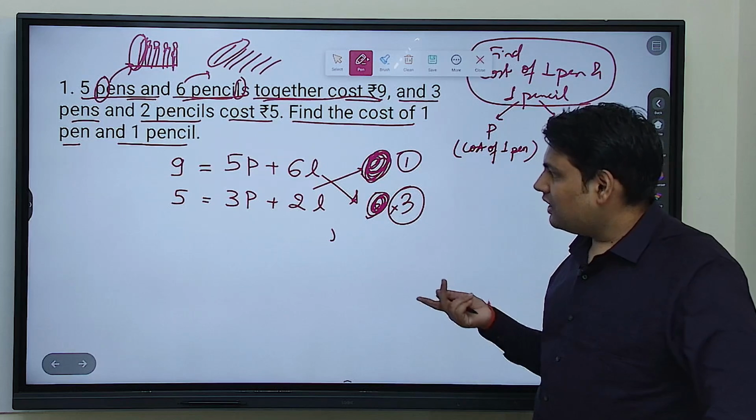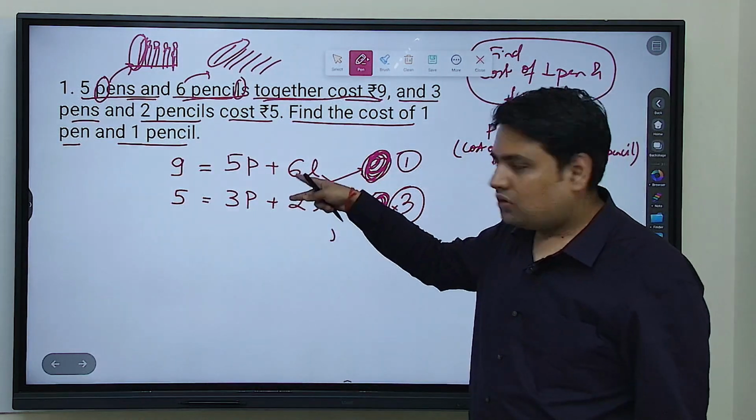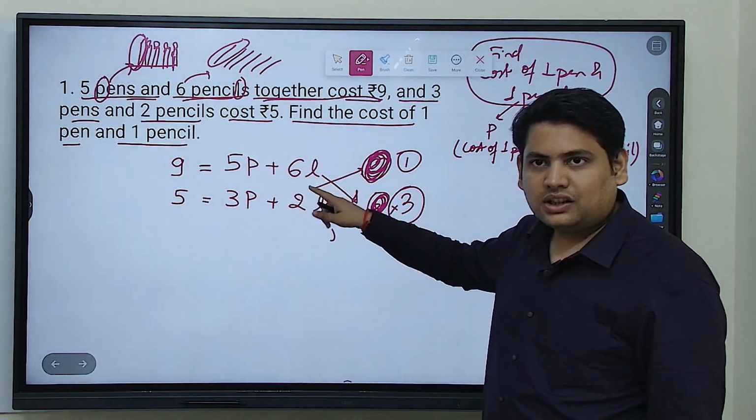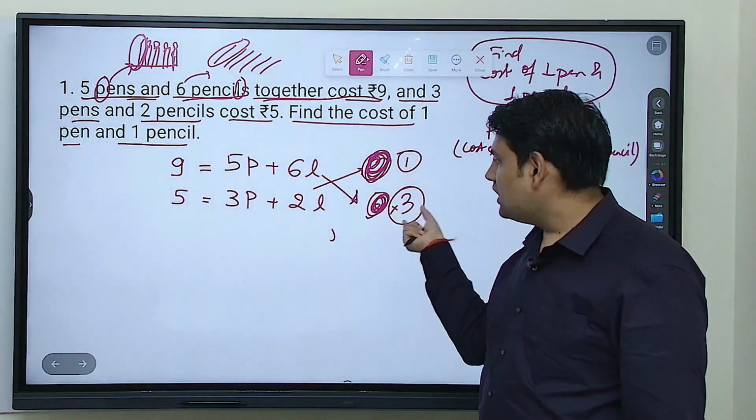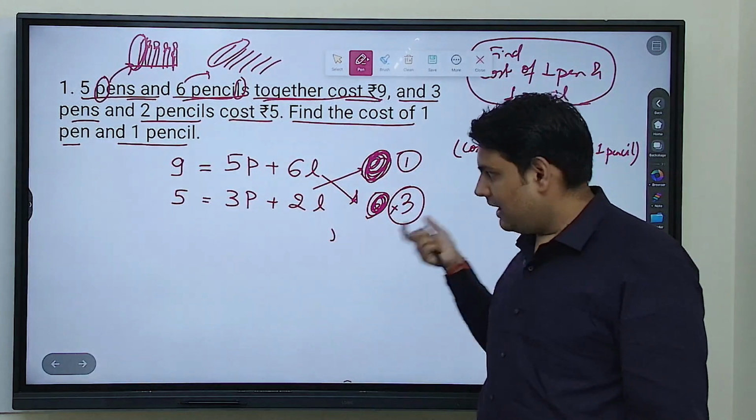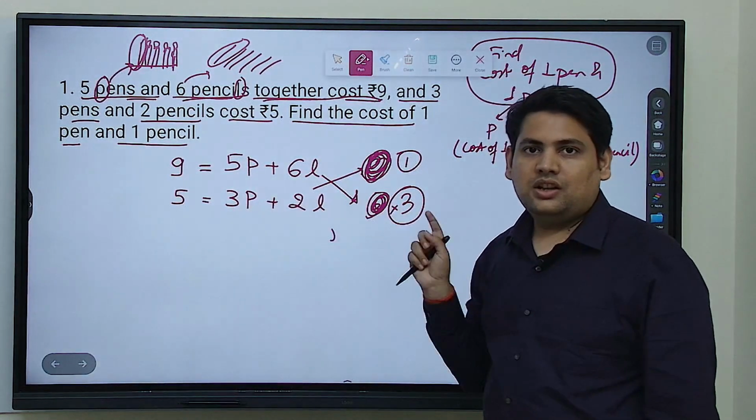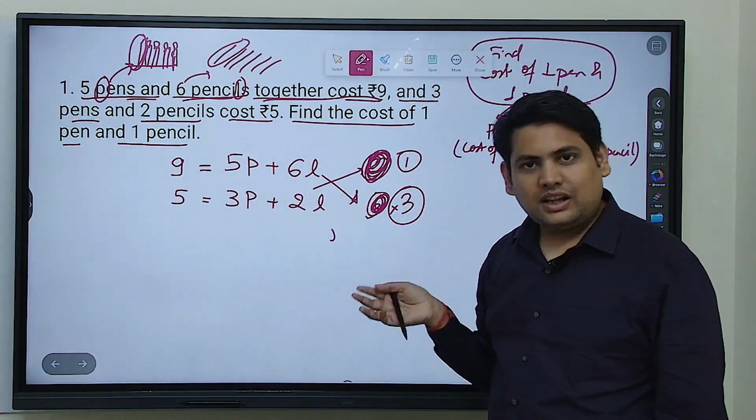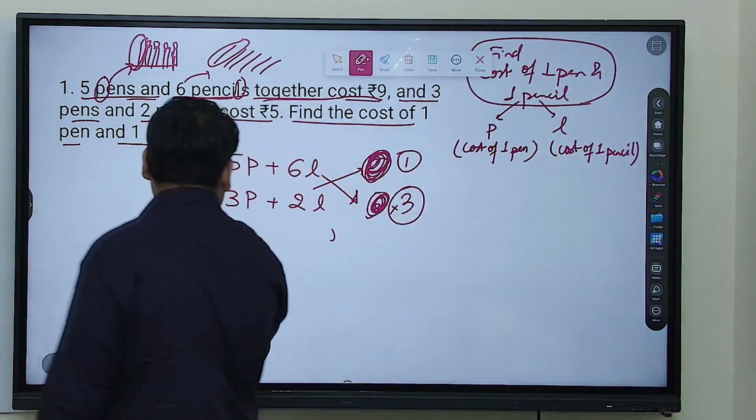So that is why one way of doing it is, when these two coefficients have a common factor, you take whatever is uncommon and multiply it with the smaller number. You take the uncommon and multiply it with the smaller coefficient equation. That's it. Now let's write the equation again.